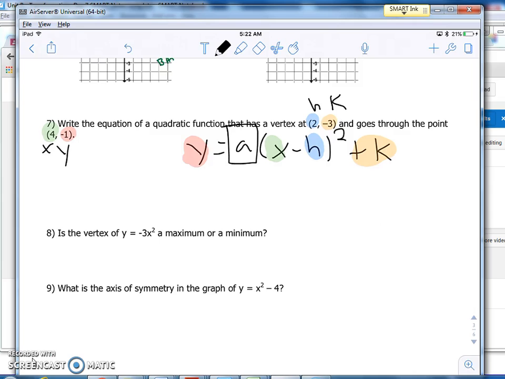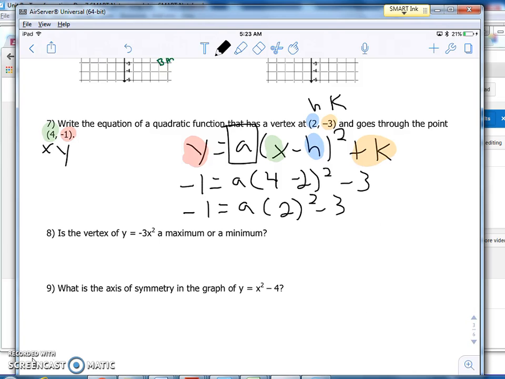So let's get to work. We're going to have 1 equals a times 4 minus 2 squared minus 3. Everyone should be able to do this. This is order of operations. So the first thing we do is the inside of the parentheses. Then we're going to do the exponent. So we're going to square the 2. And actually, I'm going to add the 3 at the same time since we're solving. So let's move the 3 and square the 2. So 1 plus 3 is going to be 4, equals 4a.